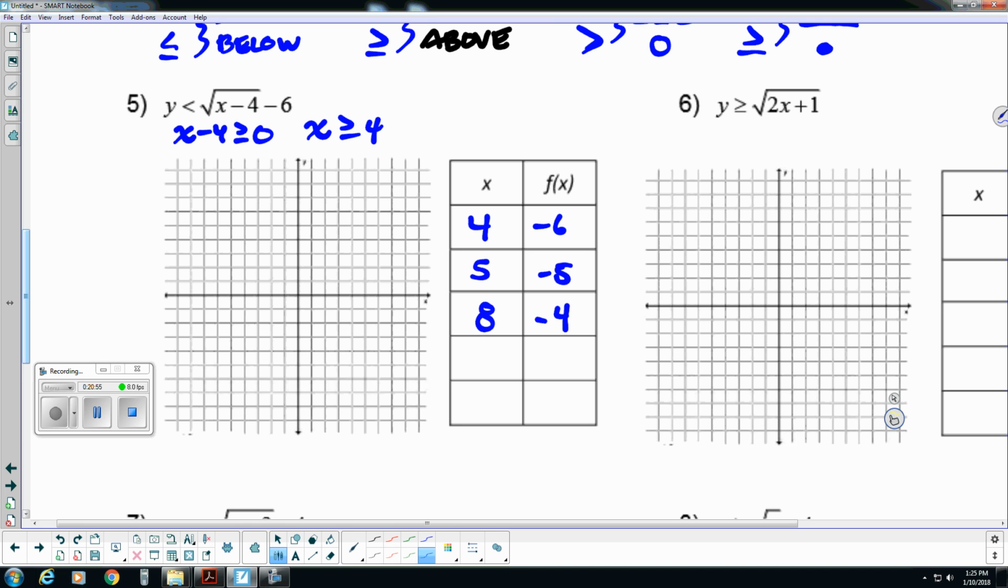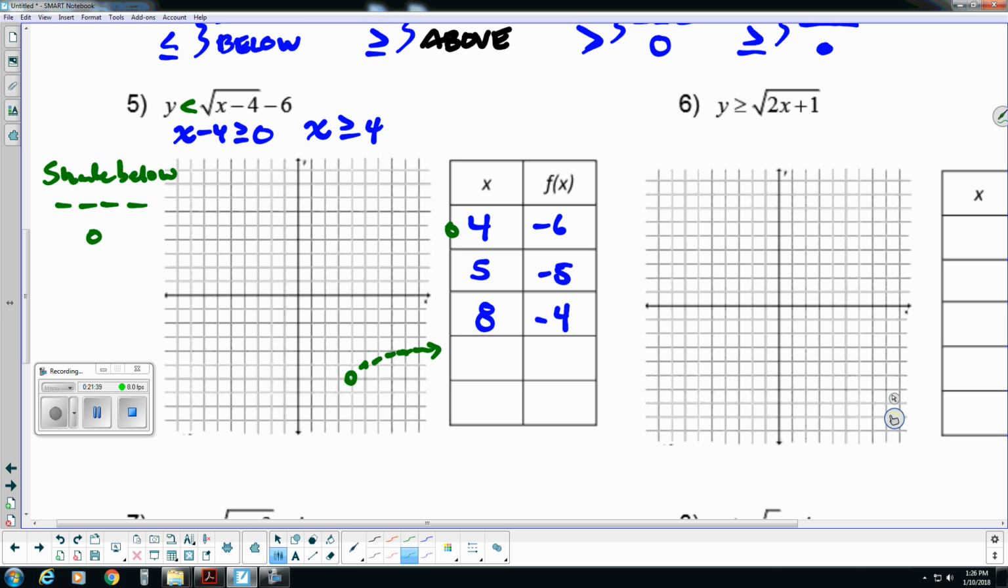Two things here let's talk about before we graph this. I have a less than symbol. That means I'm going to shade below, and I'm going to have a dotted line. I'm also going to have an open dot. That open dot occurs at the initial point, and that initial point is 4, -6. So 4, -6. 5, -5, 8, -4. Dotted line, dashed line, whatever you want to call it.